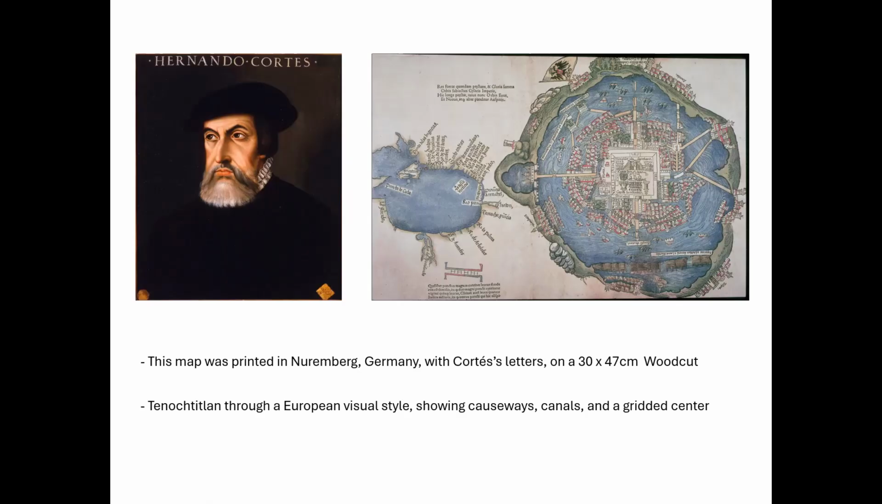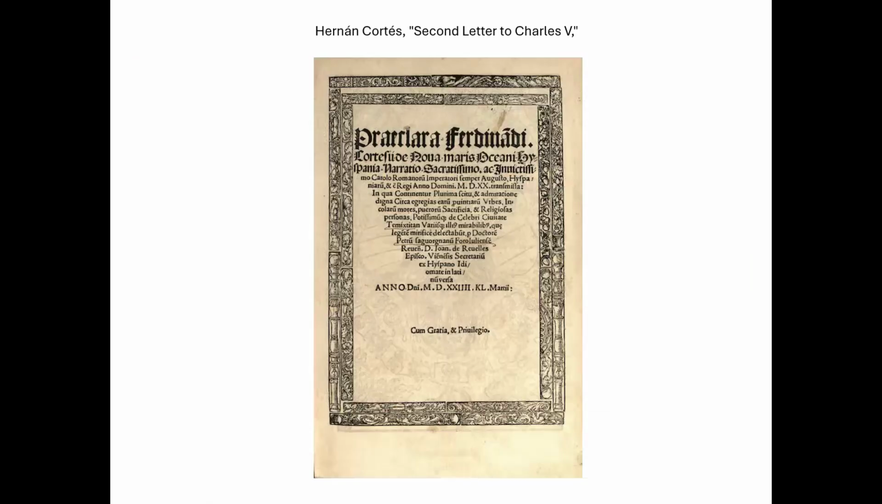It was a map printed on a woodcut, 30 by 47 centimeters. Here is a picture of Cortes' letter to Charles V.